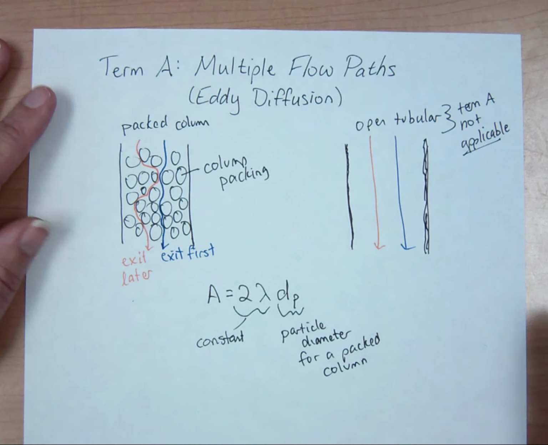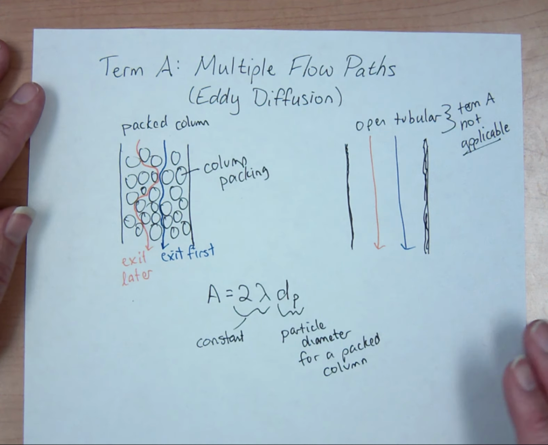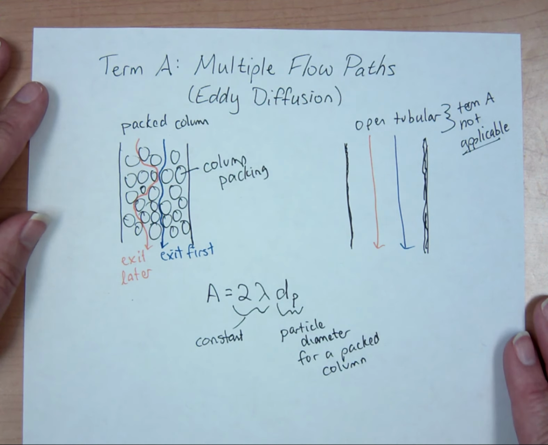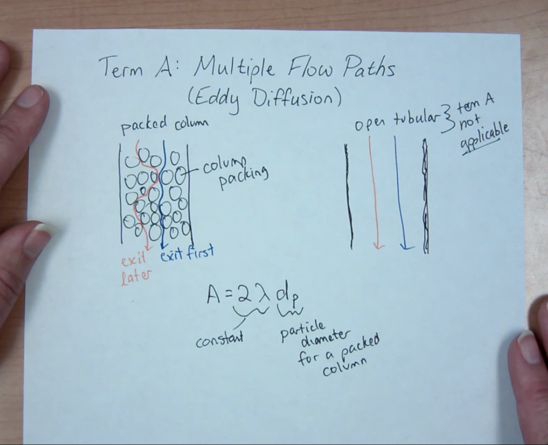Okay, so this is your summary of the term A, or the multiple flow paths term, also known as the eddy diffusion term. So this is the first term in the Van Deemter equation.